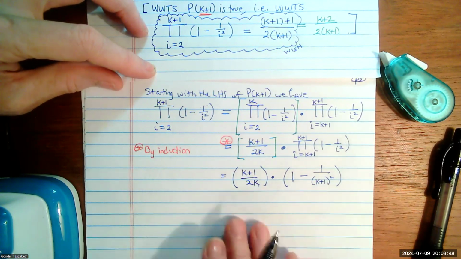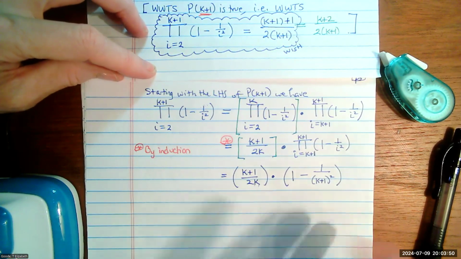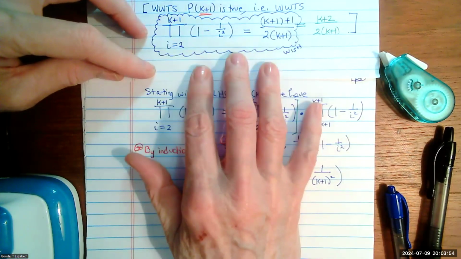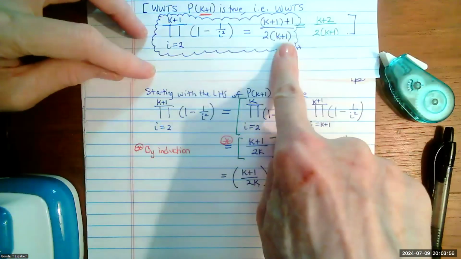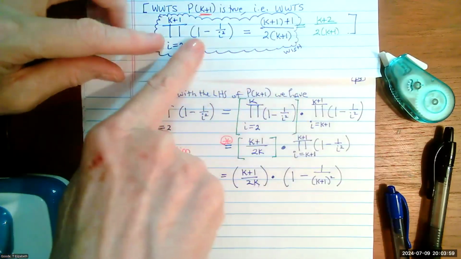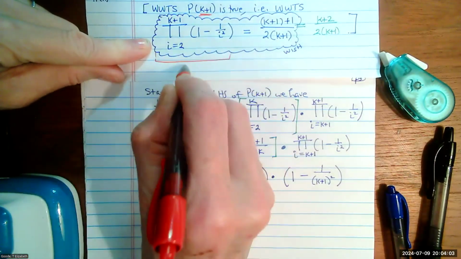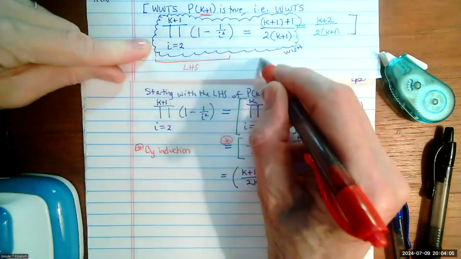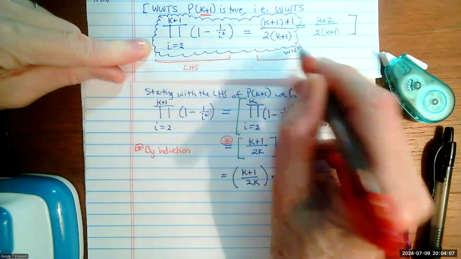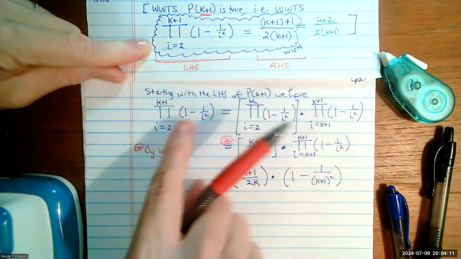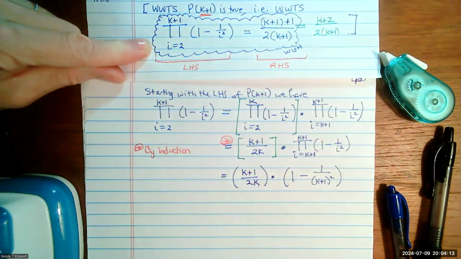All right, now hang on. Let's take stock. See, this is where having your wish list is so helpful. Check it out. We started with the left-hand side. Remember, this is the left-hand side of P of k plus 1. And we're trying to show that this equality holds by actually turning the left-hand side into the right-hand side using legal algebra moves, okay?